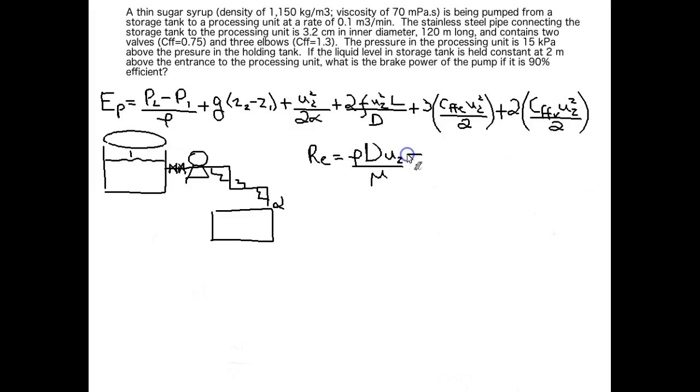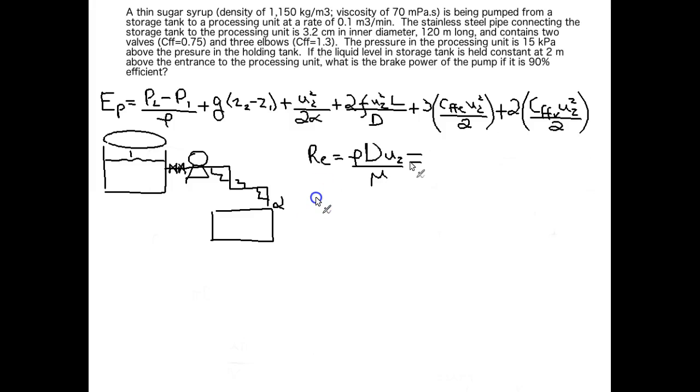Remember, when you plug in all numbers, they need to be in scientific units. So for density, that's kilograms per meter cubed. For diameter, that is meters. For velocity, that's meters per second. And for viscosity, that is Pascal seconds.